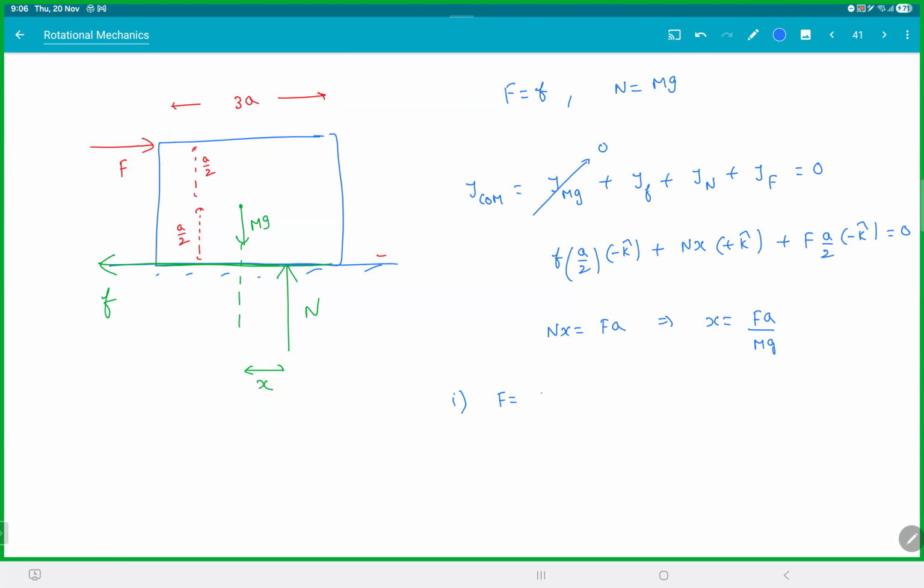So for the first case, you said f is equal to mg by 4. Therefore, x is equal to a by 4. So there, the N is not in the center, it is a by 4 to the side.